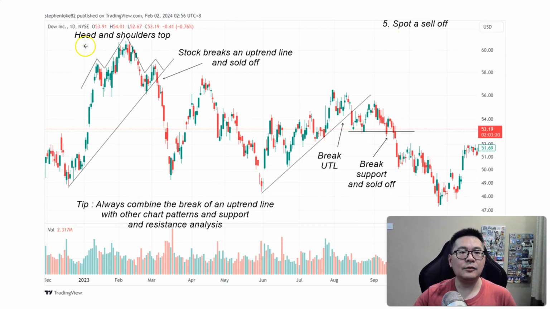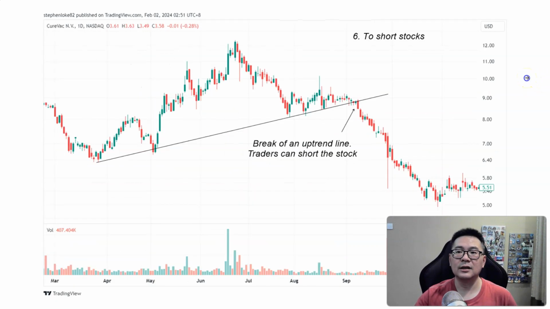Here we have Dow Inc. Corporation forming a head and shoulders top. Then it broke below an uptrend line, and look, it just collapsed, just sold off rapidly. Here it breaks an uptrend line, then it hovers around here, forms support, but eventually the stock dropped below support and sold off. So always combine the break of an uptrend line with other chart patterns and also support and resistance analysis. That way you can spot a sell-off quite fast.